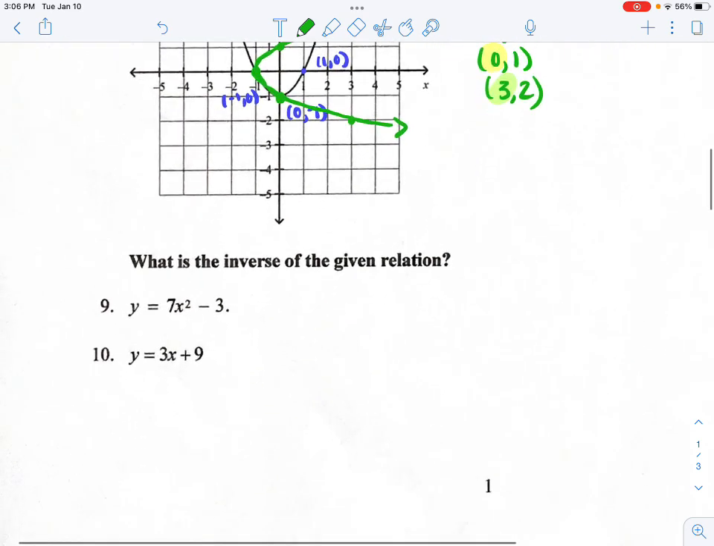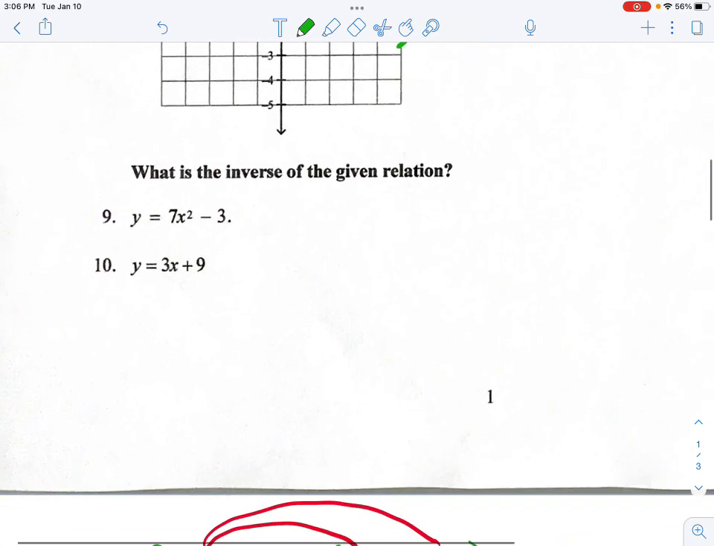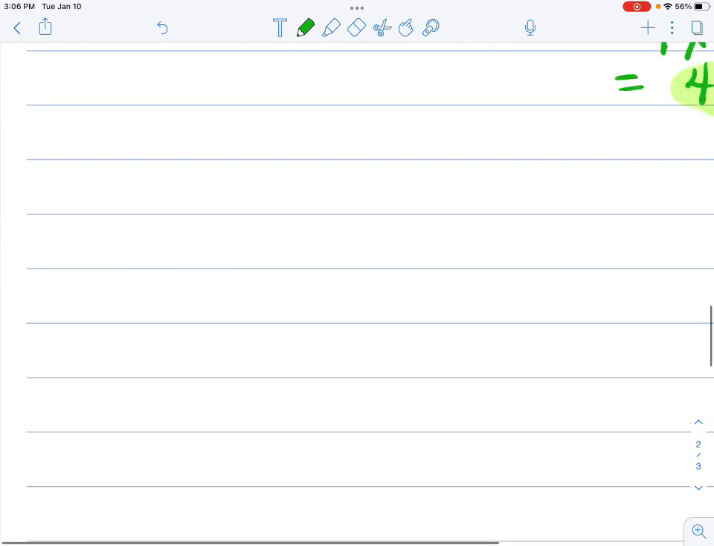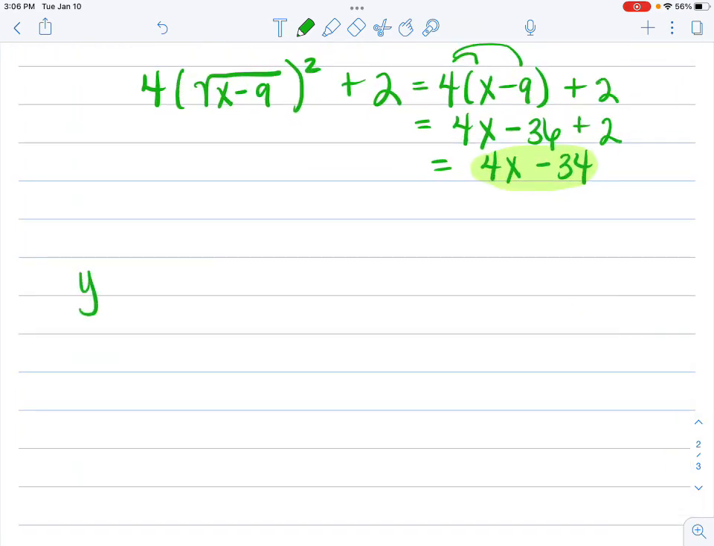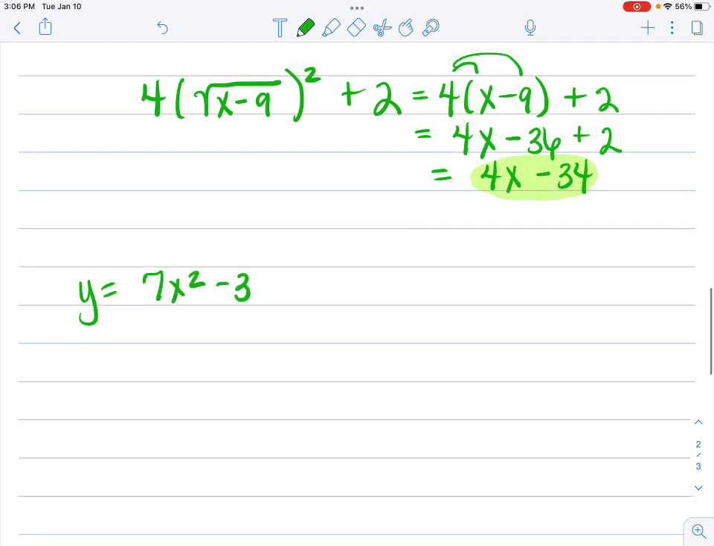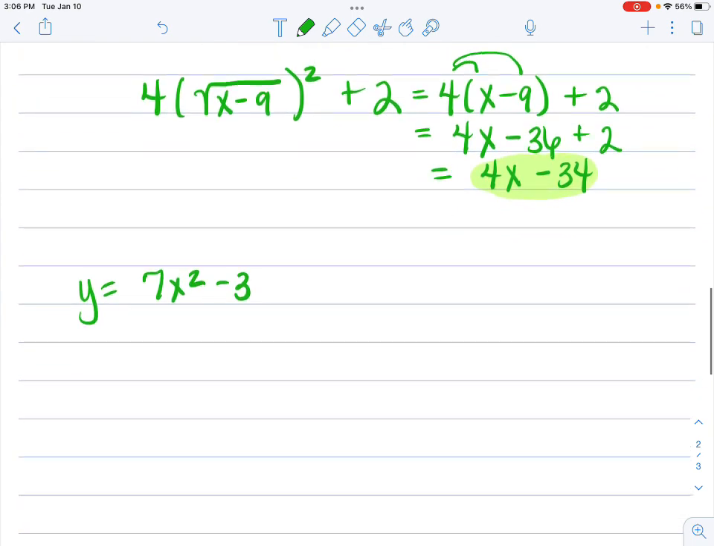All right, number 9 and number 10, we're writing the inverse of the relation. I can see they're both already y, so it's nice to write f of x. So these are just like the ones we did yesterday. Number 9, I'm going to do it down here: 7x squared minus 3. Let me make that smaller. y equals 7x squared minus 3. That was the original problem. Let me make sure, because you guys know I have a tendency to mess up.